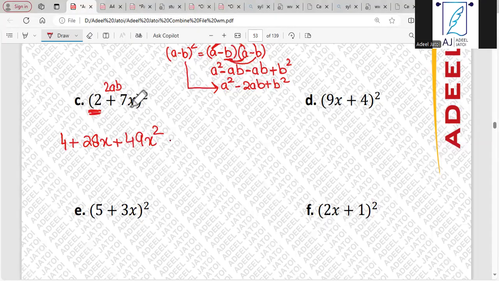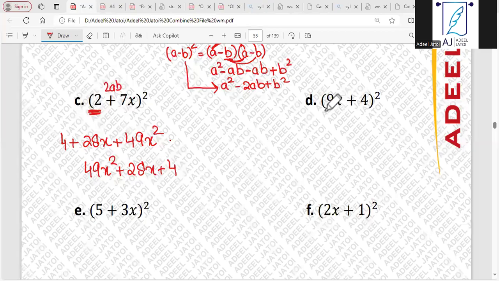Remember this? Try keeping the x square numbers up front. So this will be 49x square plus 28x plus 4 for the answer. 49x square plus 24x plus 4. Perfect. Part C.